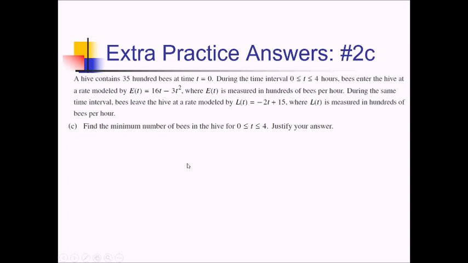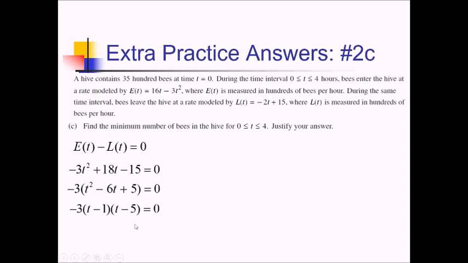So we need B prime, the rate of change of bees, equal to 0. Now B prime is really just E of t minus L of t, rate in minus rate out. So we want to know when that equals 0. And recall from before that if you combine these two expressions here, this was just negative 3t squared plus 18t minus 15. So we want to know when that all equals 0. I can factor out a negative 3, leaving me with t squared minus 6t plus 5 equals 0. And two things that multiply to 5 and add up to negative 6, that's going to be t minus 1 and t minus 5. So we see we have critical values at t equals 1 and 5.